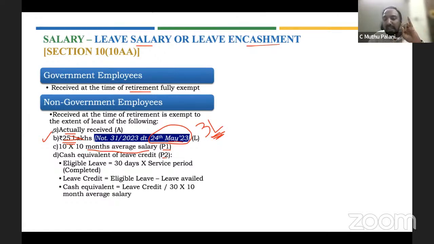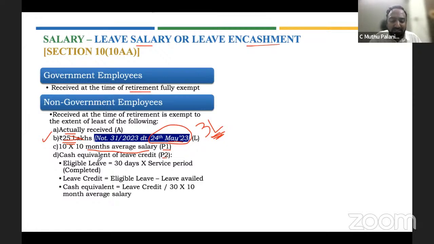So what is this? A, I said actual received. L, I said it's a limit. It is 25 lakhs. It's not 3 lakhs. It has been upgraded to 25 lakhs. Your study material will have 3 lakhs. But if you go to the updates provided by your institute, it will automatically be 25 lakhs. And then P1 is the 10-month average salary. So whatever you're discussing is only 10-month average salary.